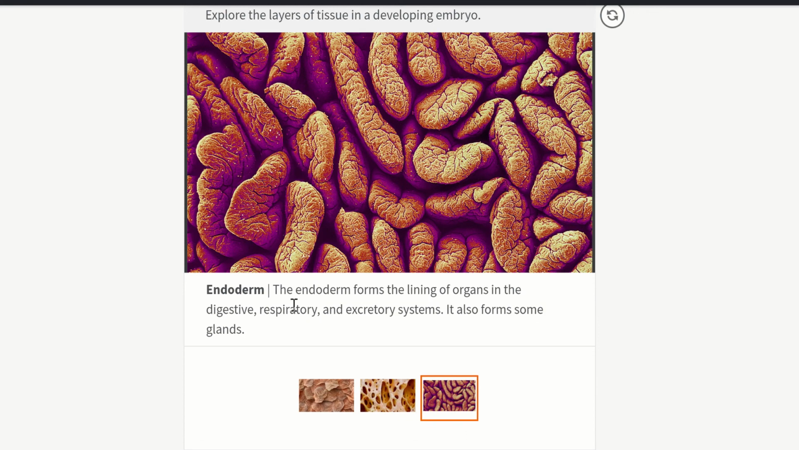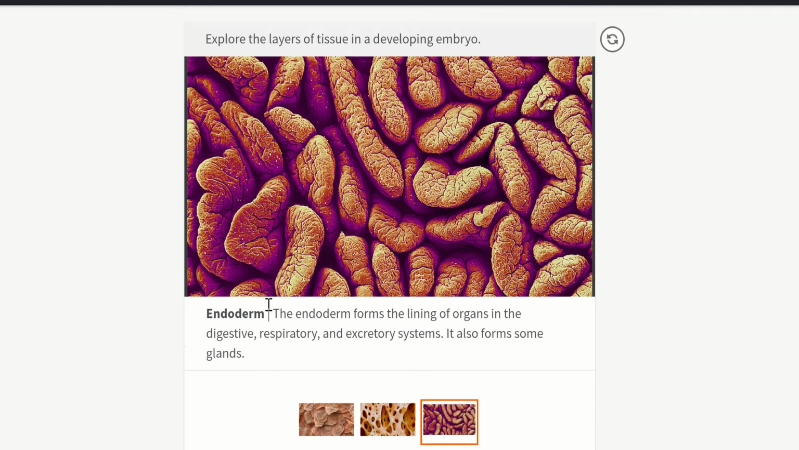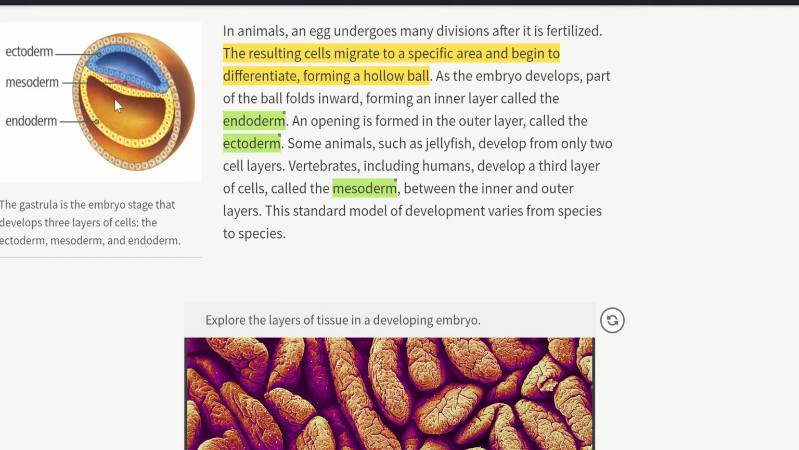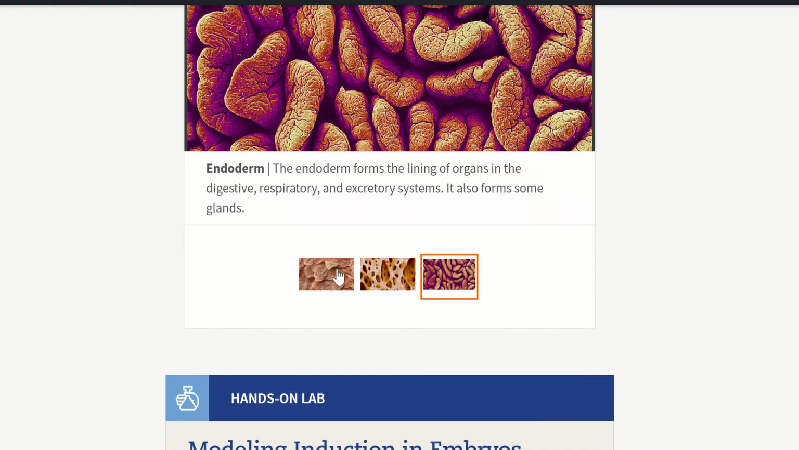Okay, and then here we have the endoderm, right? It is going to form the lining of organs in the digestive system, respiratory and excretory system. It's also going to form some glands. So as we scroll up, that's this guy right here, and this little hollow tube is going to become essentially your respiratory and digestive system.